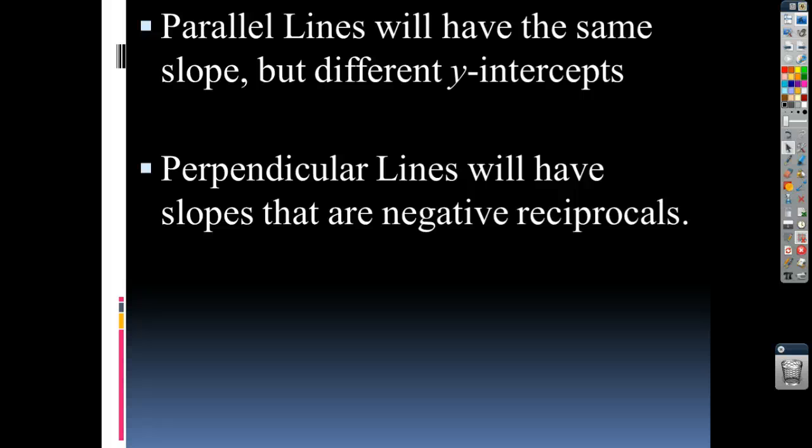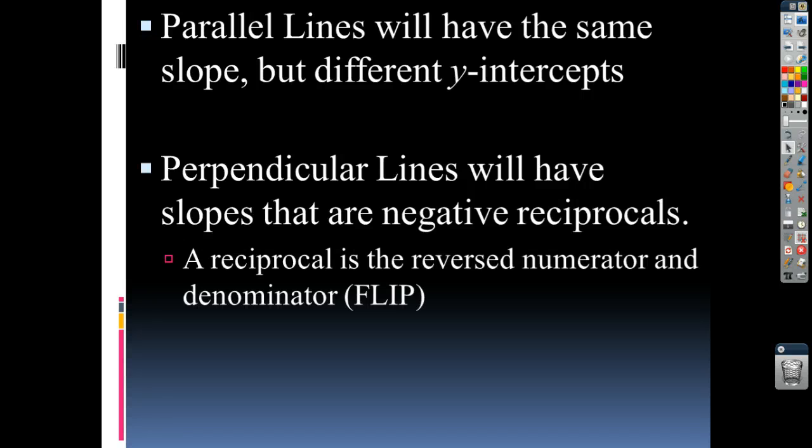So in this case, let's talk about this idea of reciprocal. A reciprocal is the reversed numerator and denominator. We're going to flip it, okay? If I have a number like 2/3, that's my slope, then the reciprocal of that, I'm going to flip it, it's going to be 3/2. Now, what about if I have something like 4? Well, 4 is actually 4/1. So when I make the reciprocal, I'm going to get 1/4.